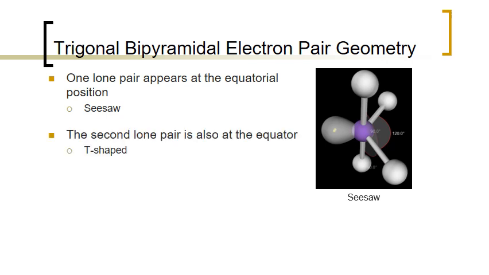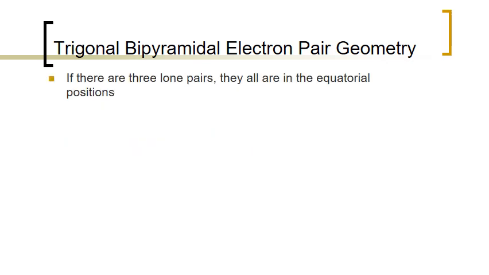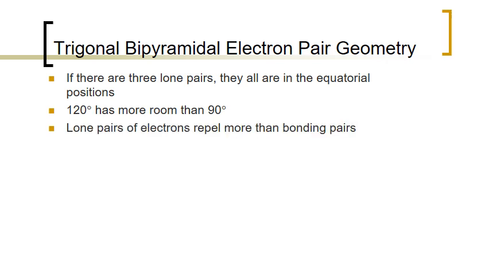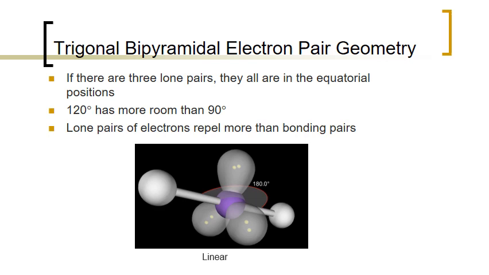If there's a second lone pair, it's also at the equator. We call that a T-shaped molecule. You can see the atoms adopt the T-shape. You can see the lone pairs in the equatorial position of the trigonal bipyramid. If there are 3 lone pairs, they will all be in equatorial positions. That 120 degrees has more room than the 90. Lone pairs repel more than bonding pairs. There is our structure. It's linear, with the lone pairs around the equator and the atoms in the straight line position.